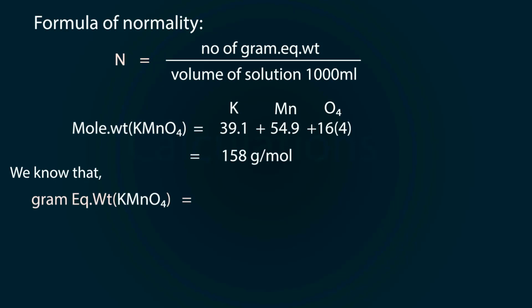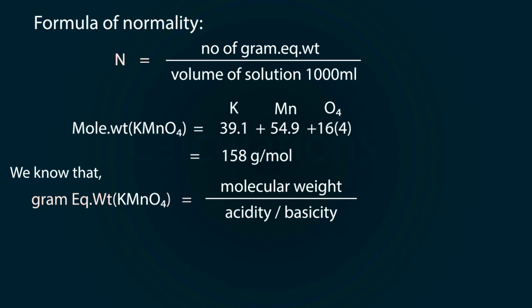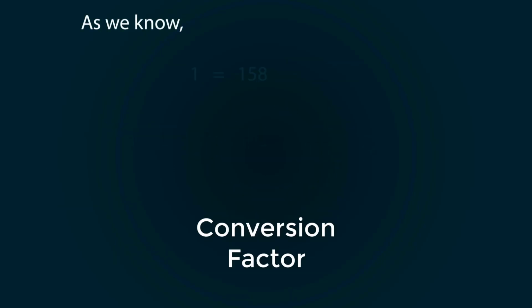We know that gram equivalent weight is equal to molecular weight divided by acidity or basicity. So equivalent weight is equal to 158 grams per mole divided by 1, because acidity of KMnO4 is 1. So gram equivalent weight is equal to 158 grams. We also know that for 1 normal it is 158 grams, but we have to find out for 0.1, so multiply it on both sides. For 0.1 normal, it's 15.8 grams.